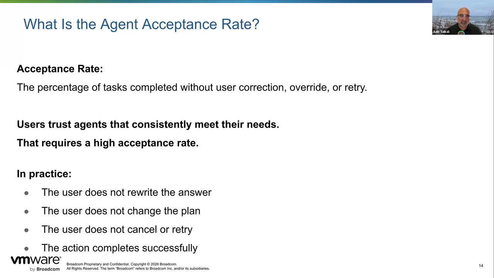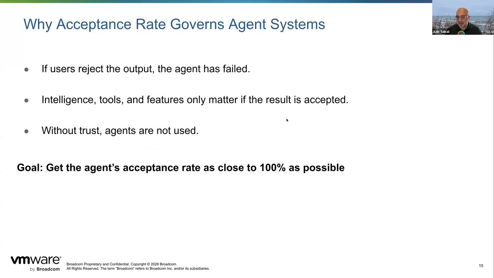But what I'm trying to get at is that you want your agent to have a very high acceptance rate, which means you need to measure that acceptance rate, right? The point I'm making is that the acceptance rate really governs agent systems. And without it, no one will trust your agent. It doesn't matter that you use the fanciest model out there, Fable 5 or GPT 5.6 Soul. If it doesn't do what your user wants, it failed.